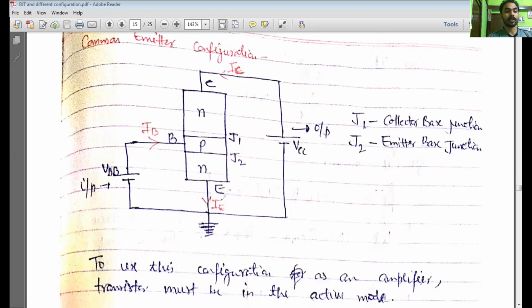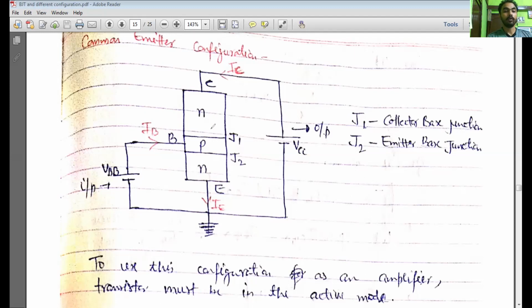Now, in any type of transistor, if it's an NPN transistor, the base-emitter junction, for the active mode of the transistor, should be in forward bias. The P type is connected to the higher voltage and the N side to the lower voltage, so it's forward bias. So the input is forward biased.